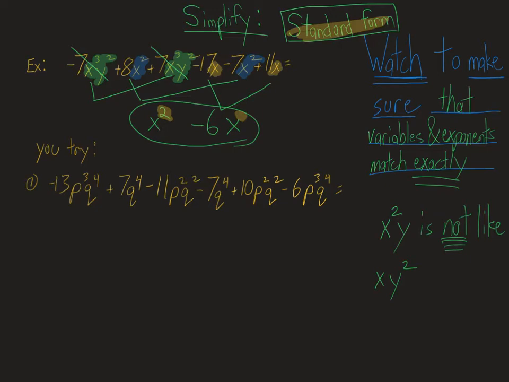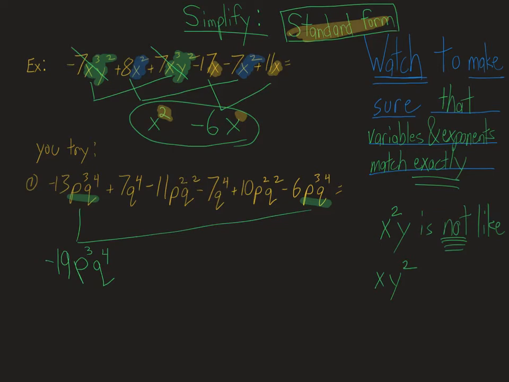All right, let's look at this. I see some P cubed Q to the fourths, and there's another P cubed Q to the fourth. So I'll start with those. I'm really paying attention to the specifics so I don't get them wrong. And now I can worry about the coefficients. A negative 13 and a negative 6, so that's negative 19.